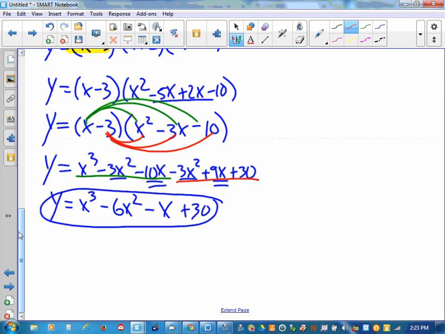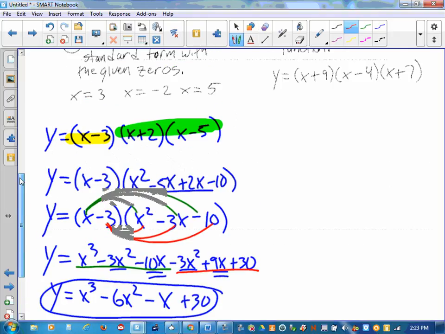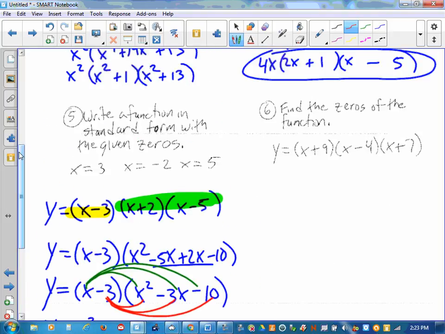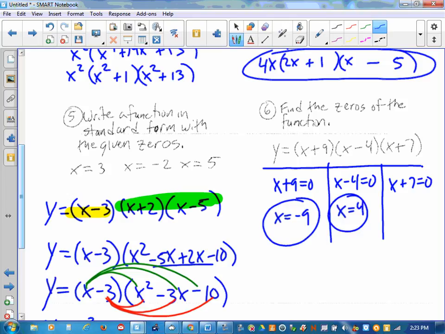Okay. The next one is just find the zeros of the function. Well, once something is factored, you just set each factor equal to 0. So we do x plus 9 is equal to 0, x minus 4 is equal to 0, and x plus 7 is equal to 0. This is easy to solve. We just subtract the 9 over, so we get x equals negative 9. We add the 4 over, and we subtract the 7 over.